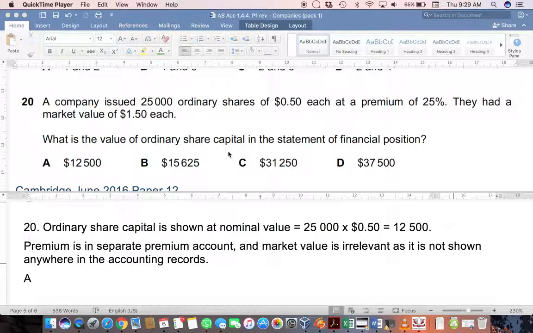What is the value of ordinary share capital in the statement of financial position? Ordinary share capital is just the par value. In other words, this 50 cents times the 25,000, in other words, $12,500, which is why you would choose A as your answer. If the question had asked for the value of the equity, then you would have to multiply by 1.25 or add on 25%. But the question is just asking for ordinary share capital, not total equity.